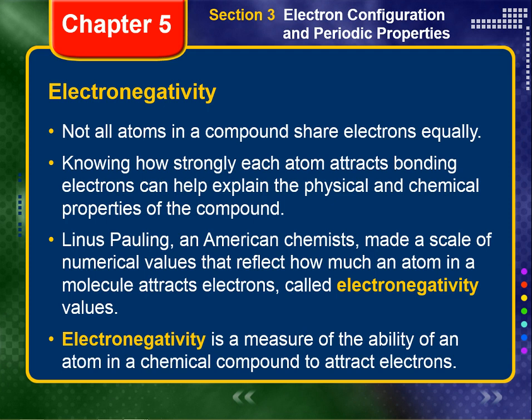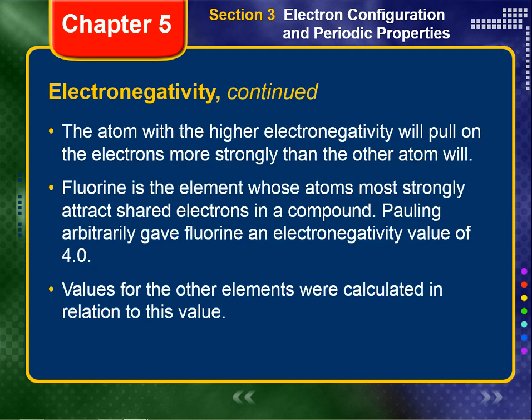Linus Pauling, an American chemist, made a scale of numerical values that reflect how much an atom in a molecule attracts electrons, which are called electronegativity values. Electronegativity is the measure of the ability of an atom in a chemical compound to attract electrons. How strongly, how weakly? The atom with a higher electronegativity will pull on the electrons more strongly than the other atom will.